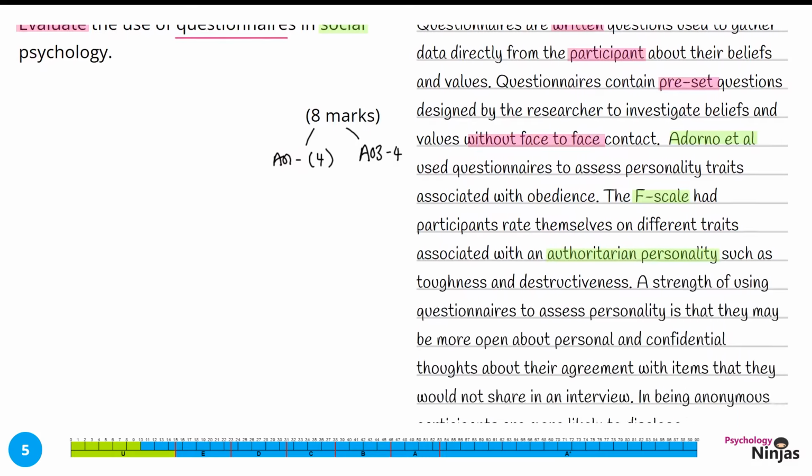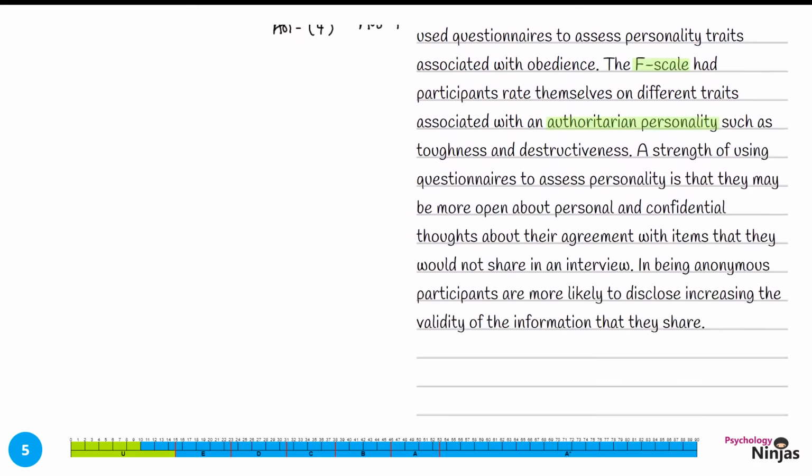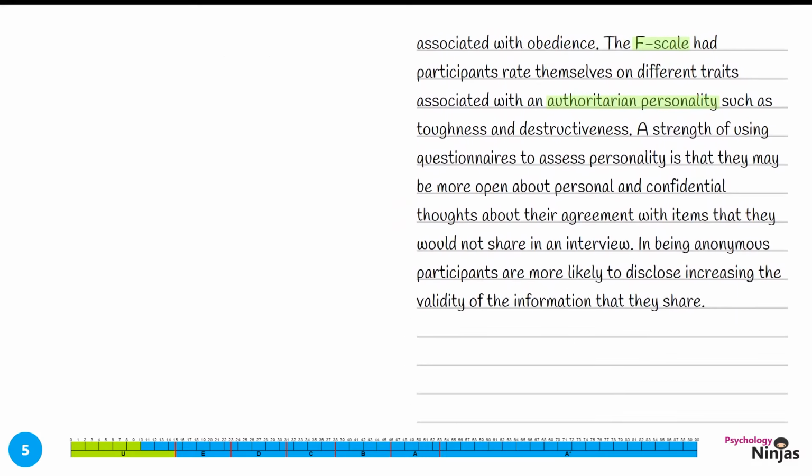A strength of using questionnaires to assess personality is that participants may be more open about personal and confidential thoughts, about their agreement with items that they would not share in an interview. In being anonymous, participants are more likely to disclose, increasing the validity of the information they share.